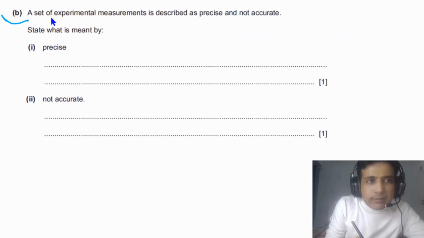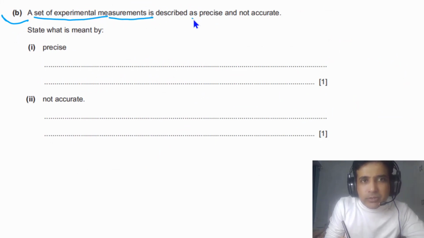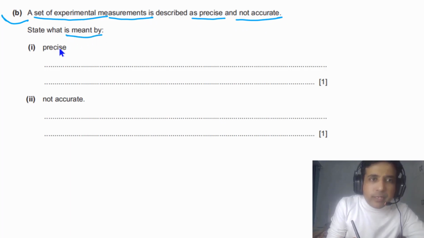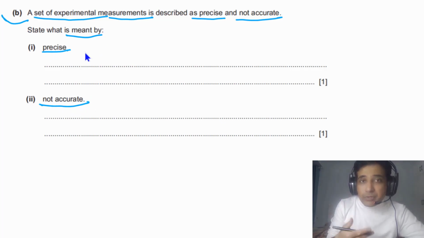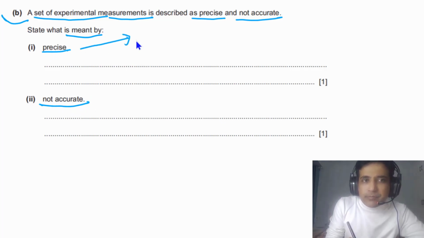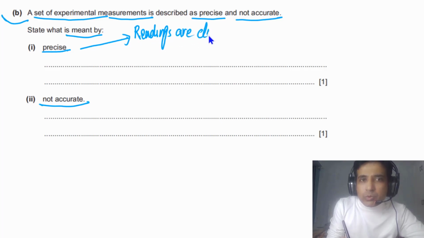For the second part, it is given to us that a set of experimental measurements is described as precise and not accurate. We need to state what is meant by precise and what is meant by not accurate. First of all, let's try to understand the meaning of precision. Precise means that readings are close to each other. In simple language, precise means that readings are close to each other.